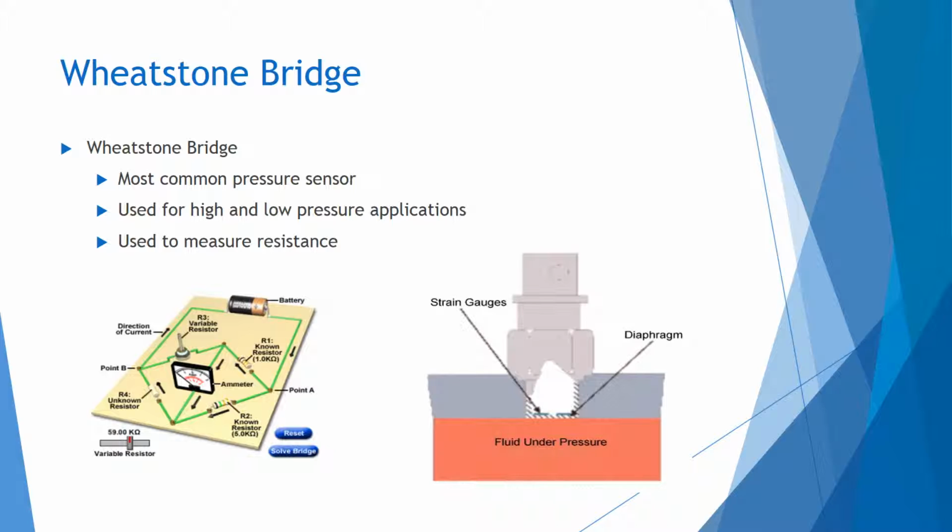Next is the Wheatstone bridge. All of the electromechanical sensors have a Wheatstone bridge. It is a simple circuit that is used to measure resistance. It can be used for high and low pressure applications, and it is the most common pressure sensor. You can see in the image that there are a diaphragm and strain gauges in this Wheatstone bridge.